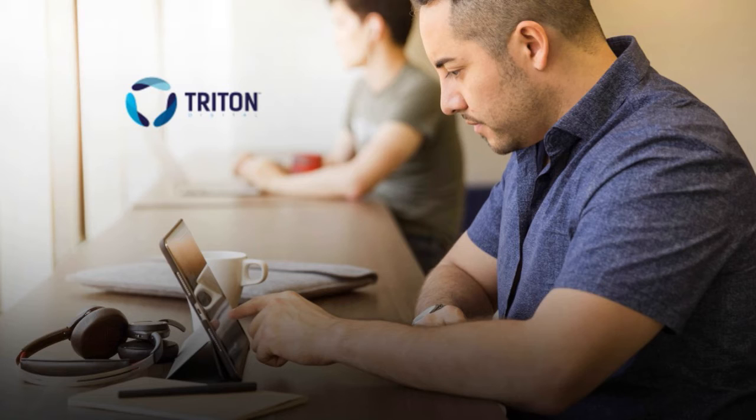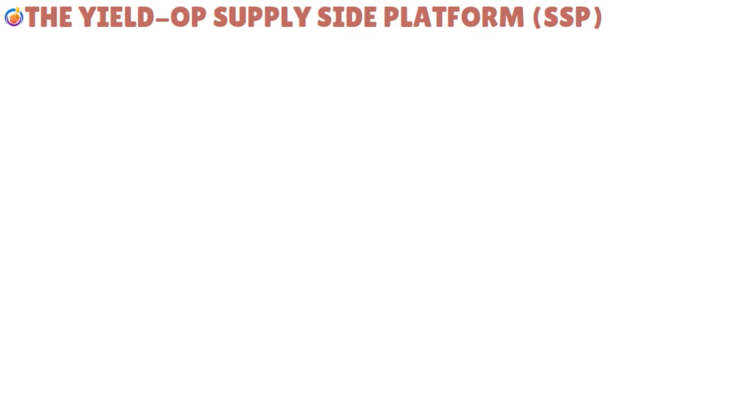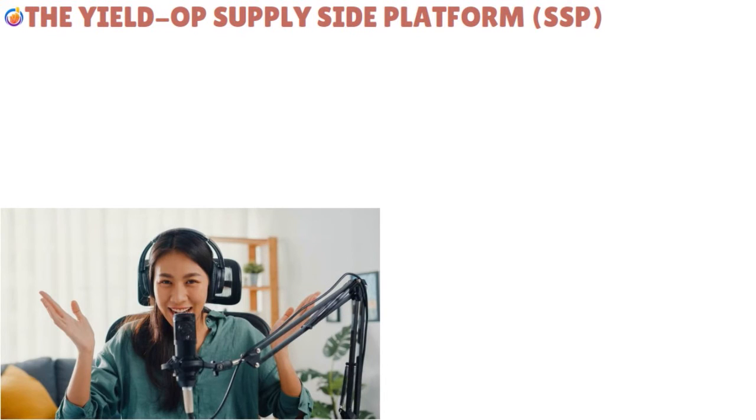Now, Triton Digital, rather. Why am I saying capital again? So Triton Digital has some work to do on their Yield Up supply side platform, the SSP. Because here, what they're trying to do is build a platform that will aggregate broadcasters, podcasters, and music streaming services. Right now, it's really fine, but it could be better.